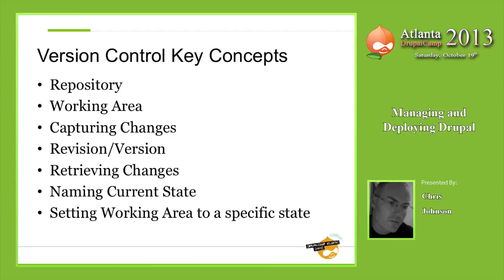There's the idea of naming the current state, so you don't have to remember, was that Thursday at 2 p.m. when that happened that I want back, or was that Tuesday at 3 p.m.? You can actually give the change a name, right? You can say this was delivery A, this was delivery B, or this was the close of sprint 1, this was the close of sprint 2, this is the close of sprint 3, depending on how you work. And then there's the idea of just setting your working area to a specific state so that then you can start to make changes that can be tracked. So those are the overall concepts.